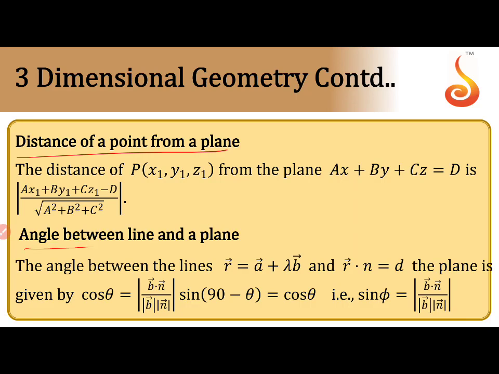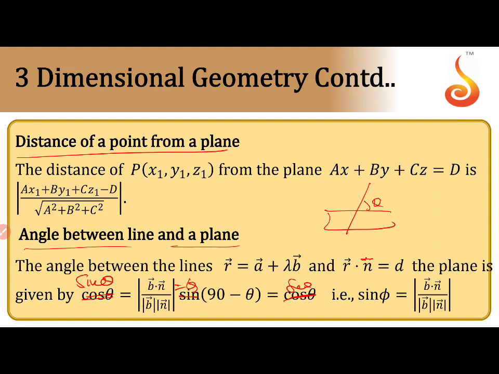Next, the angle between a line and a plane. There is a line and a plane, and we want the angle between them. So how to define that angle? The line is r bar equals a bar plus lambda b bar, and the plane is r bar dot n equals d. This is not cos, it is sin theta, a small correction. This is cos of 90 minus theta, which is sin theta. So sin theta equals b dot n by modulus b into modulus n. This is the angle between line and plane, sin theta.